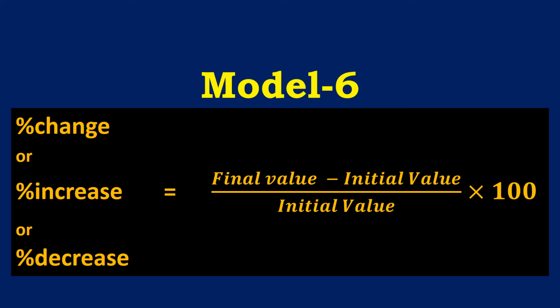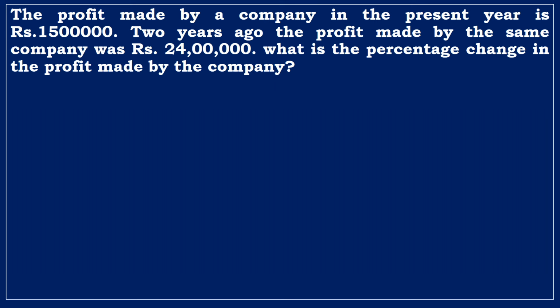The sixth model of percentage calculation is a percentage increase, or percentage decrease, or percentage change, which is the ratio of the difference between the final value and the initial value to the initial value. Let's look at an example to understand this concept.